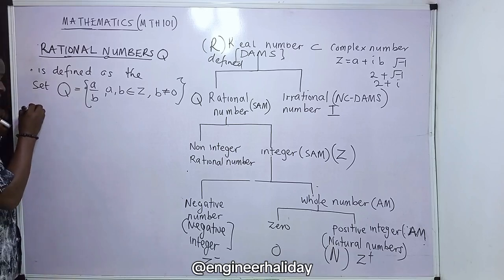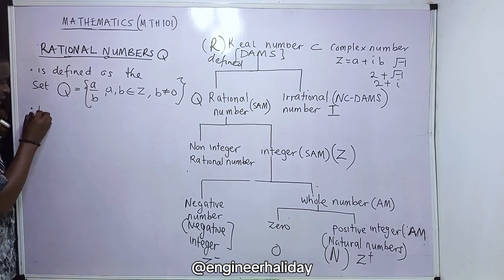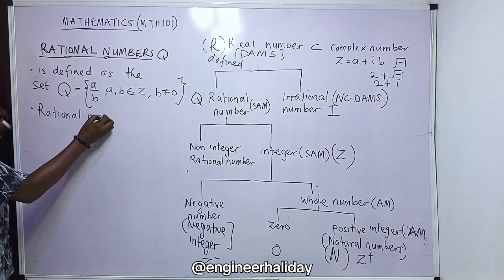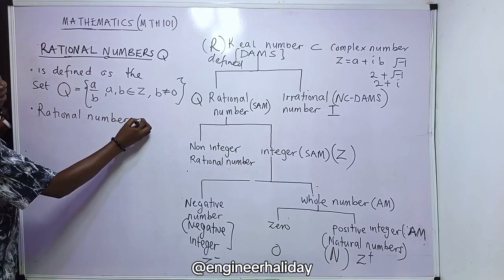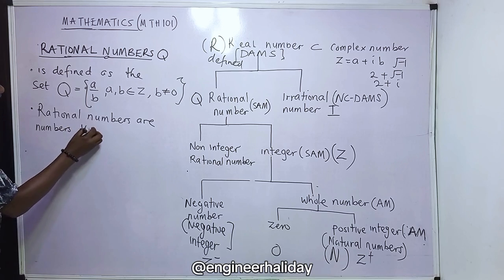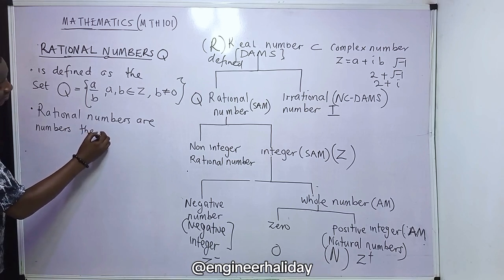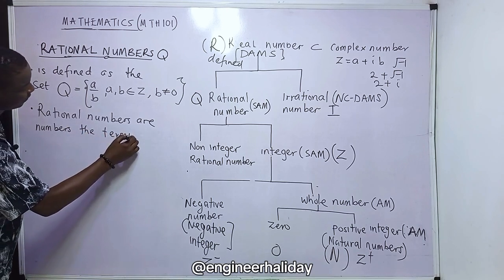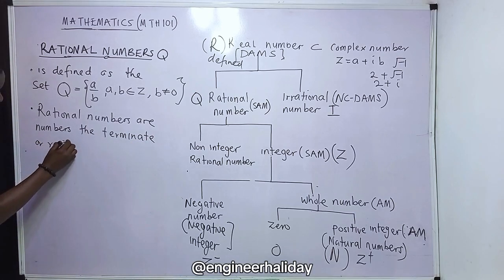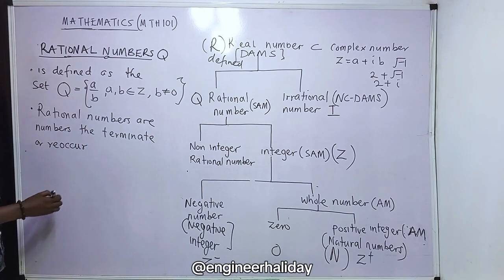So that is to say, rational numbers are numbers that terminate or recur. So we say they are either recurring numbers or terminating numbers.